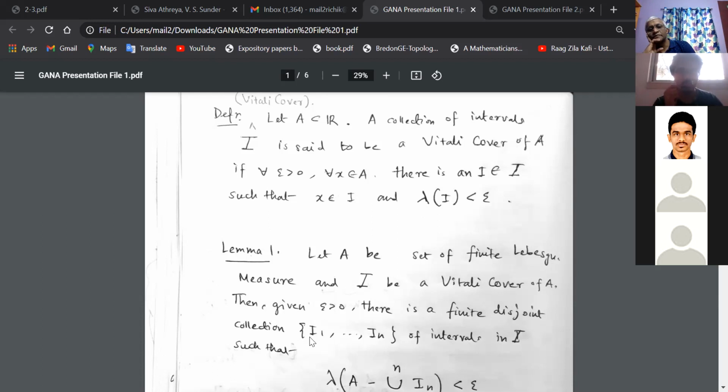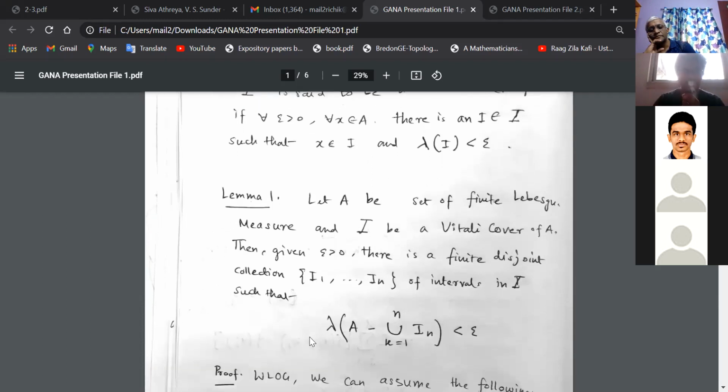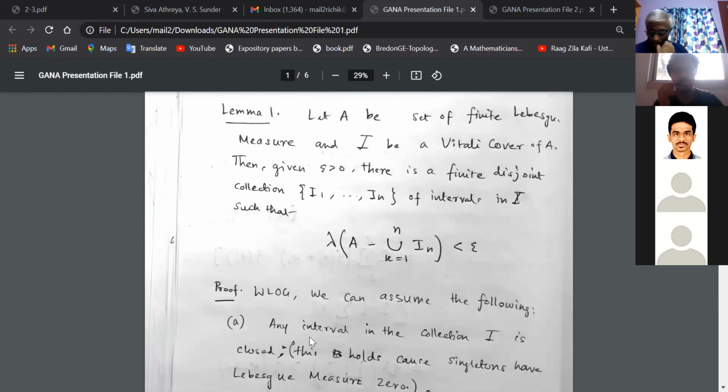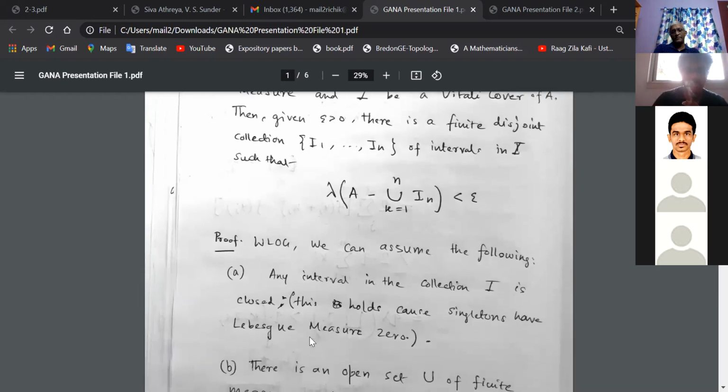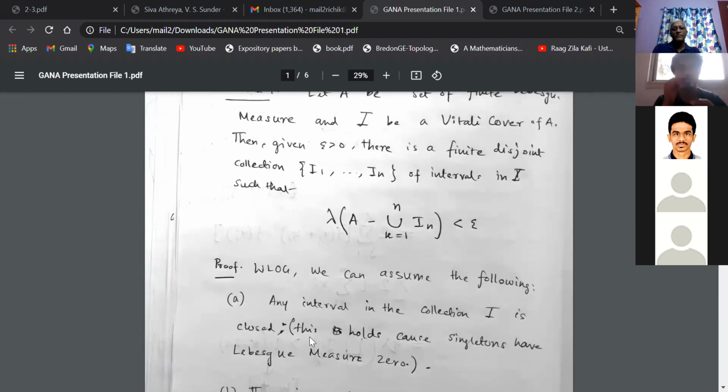So now, after establishing the definition, we will have a look at a lemma. The lemma states that if A is a set of finite Lebesgue measure and mathcal I is the vitally cover of A, then for any given epsilon greater than 0, there is a finite disjoint collection I1 to In of intervals in mathcal I such that lambda of A minus union k equals 1 to n of Ik is less than epsilon. Okay, so now in this case, we need to show that there is a finite disjoint collection.